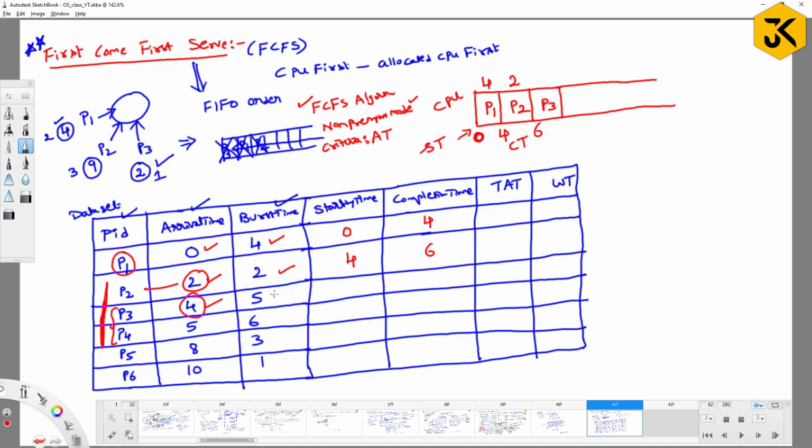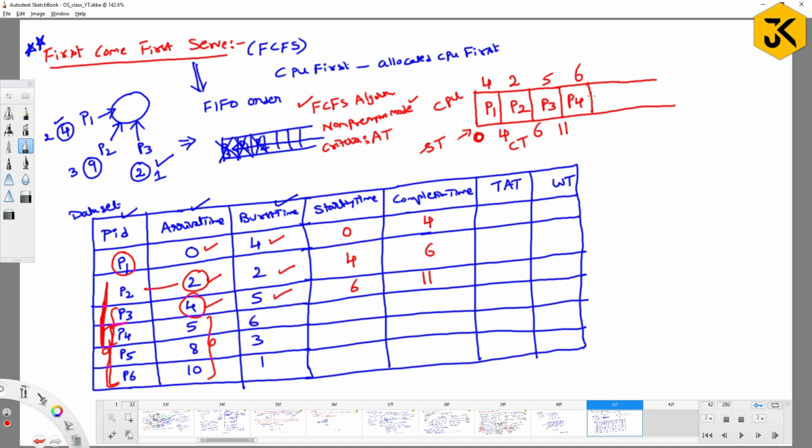P3 will execute for 5 nanoseconds and will complete by 11, which means the starting time of P3 is 6 and the ending time of P3 will be 11. By 11 nanoseconds, all the processes are available to execute, but which will be served first? On a first come first serve basis, right?